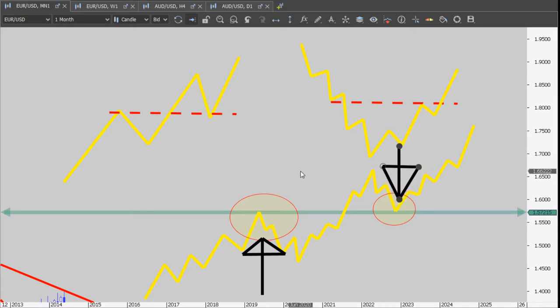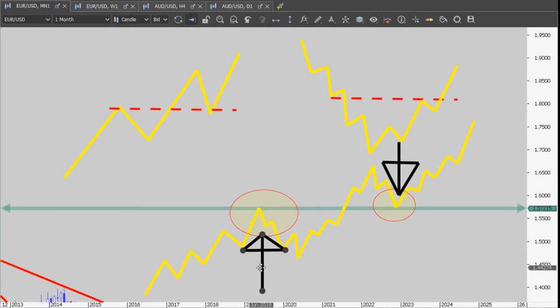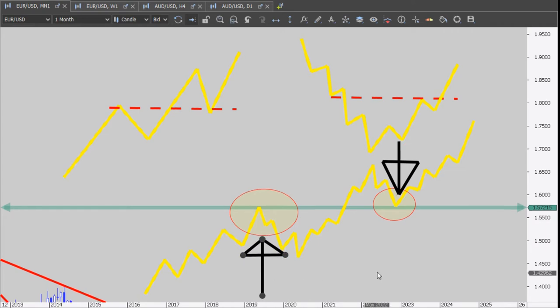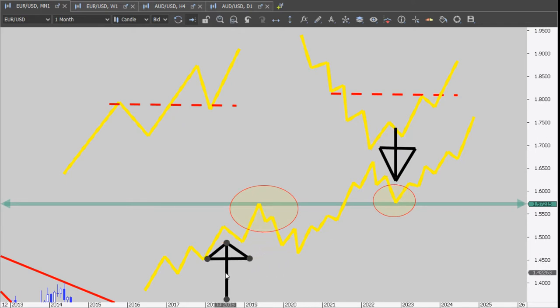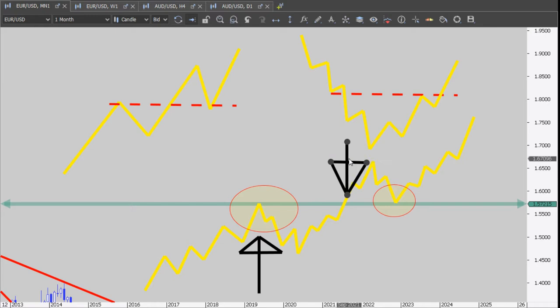So this is the pivot point. Now, as you can see from the pivot point, you have two different scenarios. Number one, when we have different phases. Phase number one is approaching the pivot point and reaction, and phase number two is approaching the pivot point from the other side and reaction.